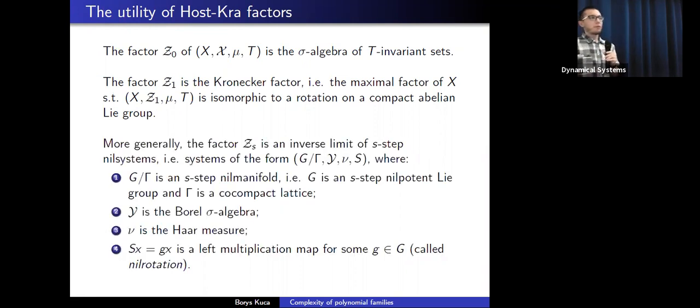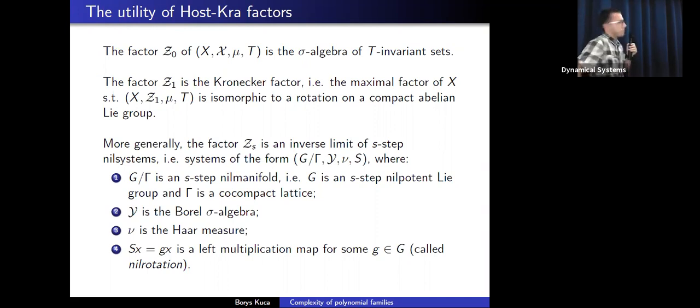So more generally, for higher values of S, the factor ZS is an inverse limit of S-step nilsystems. So what are these S-step nilsystems? The space here is an S-step nilmanifold. So it's an S-step nilpotent Lie group quotiented out by a co-compact lattice. Then we have the Borel sigma algebra, the Haar measure, and the transformation here is a left multiplication map for some element G of the group. We call such maps nilrotations. So these are nilsystems.